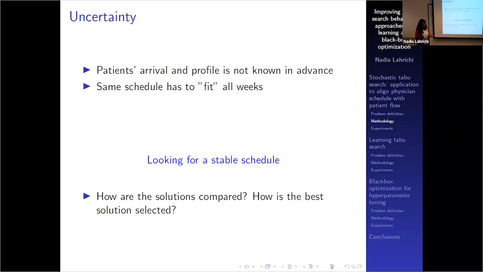And then, obviously, you would have questions. How am I going to be comparing my solutions? And what's the best solution? Obviously, I'm not going to be solving the schedule every week given the arrival pattern, because the idea is to have the same schedule for the whole year.